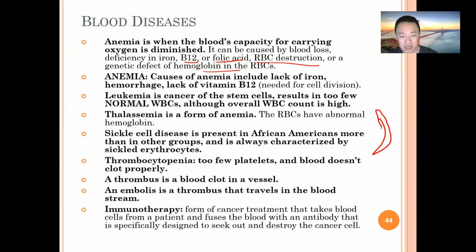Now, immunotherapy here is a form of cancer treatment that takes blood cells from a patient and fuses the blood with an antibody that is specifically designed to seek out and destroy cancer cells.